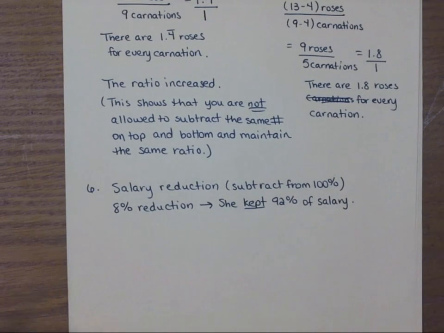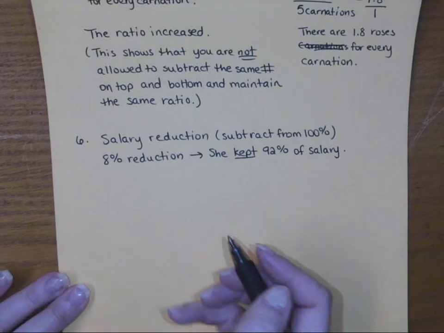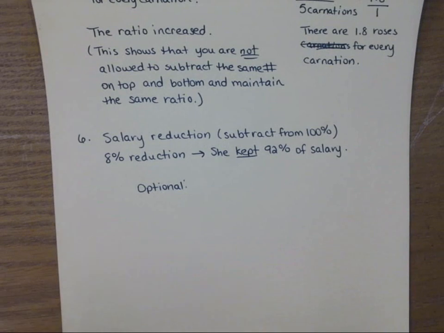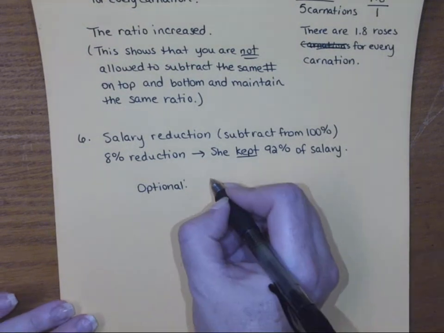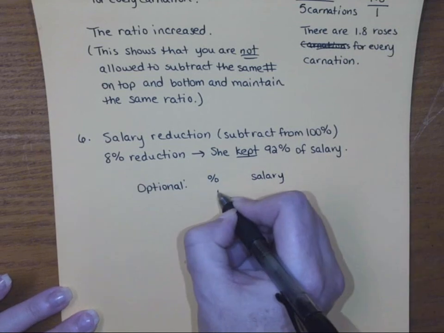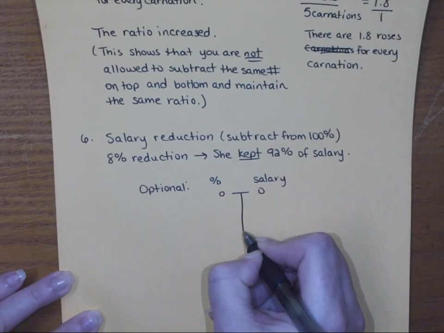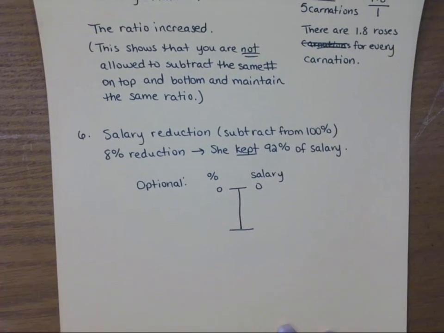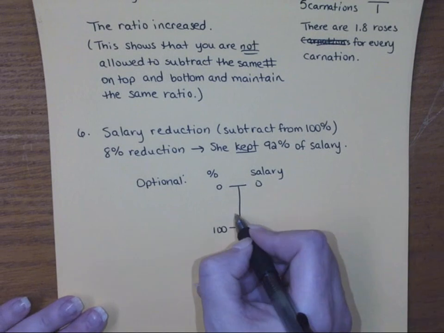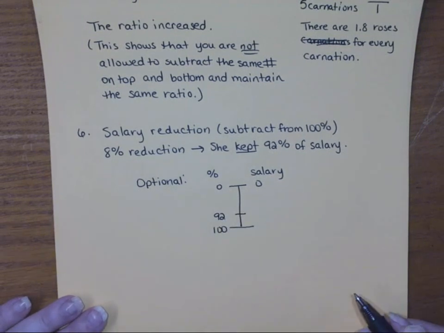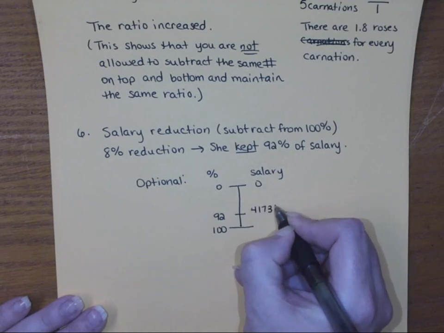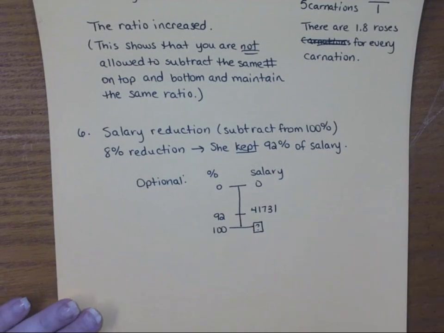And then you can either set up an equation here, okay, or this is the part where it's optional since I didn't state you had to use a percentometer, but you need something to organize your data. So you need to explain yourself if you're not going to use a percentometer, but unless I state that you must, you don't have to. So here we're comparing percentage to salary, okay. Notice we always put 100 here, right? We don't know what her original salary was, but we know that 92% of her salary was $41,731. So this is actually what we're solving for.